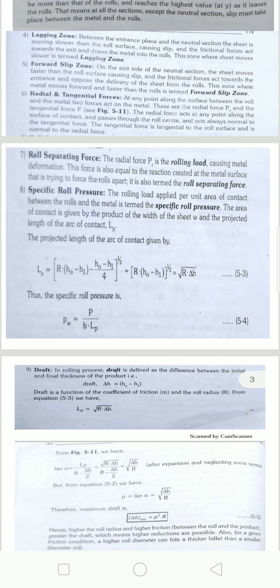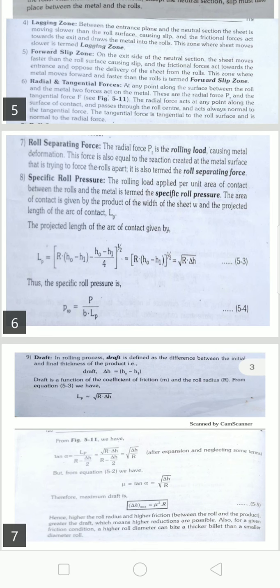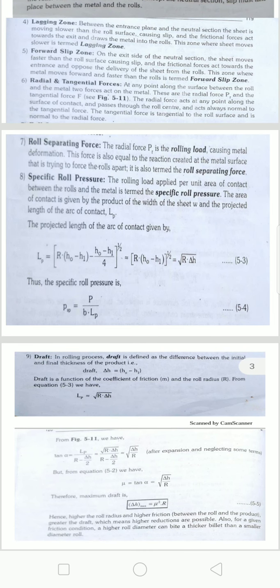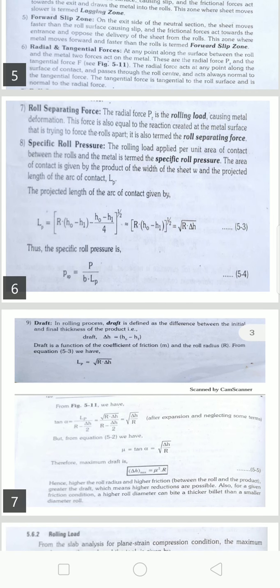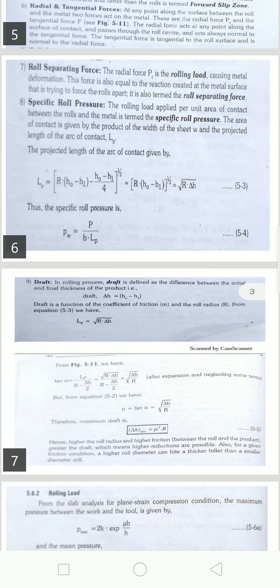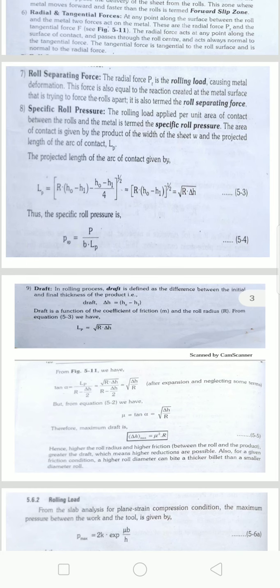It is given in the equation then. Therefore, tan alpha is equal to square root of delta H by R, after expansion and neglecting some terms, and we will get an equation. But from equation 5.2 we have mu is equal to tan alpha, that is equal to square root of delta H by R. So therefore the maximum delta H is equal to mu square R. That is equation 5.5.